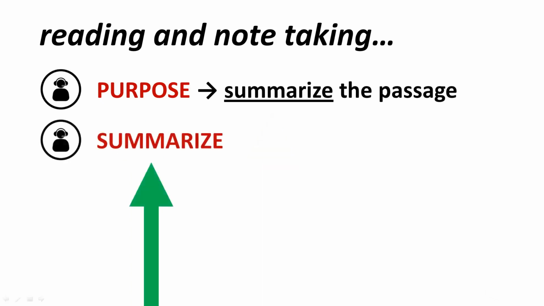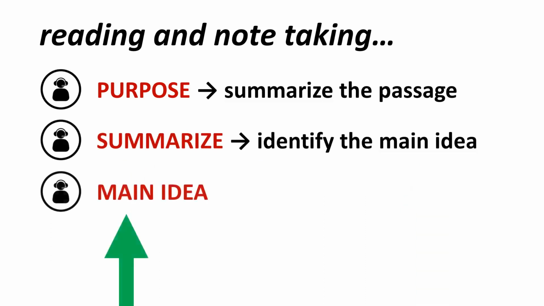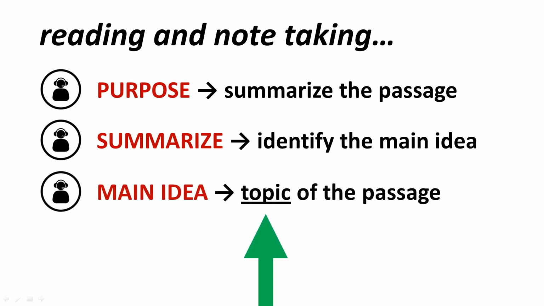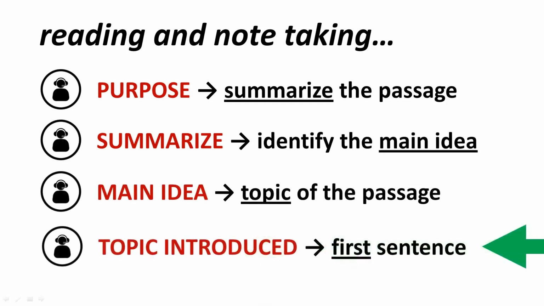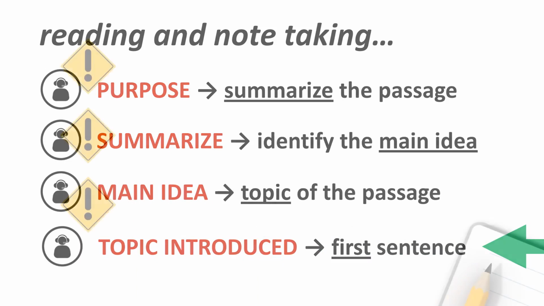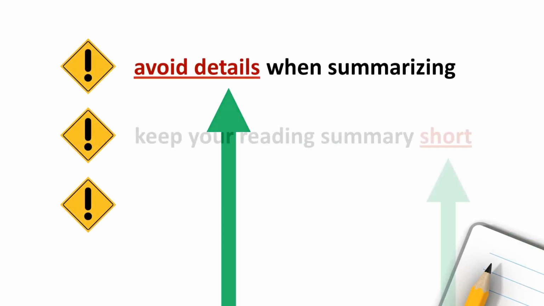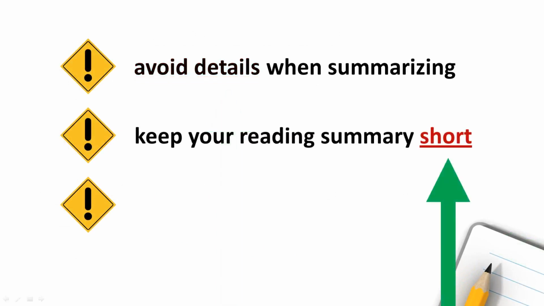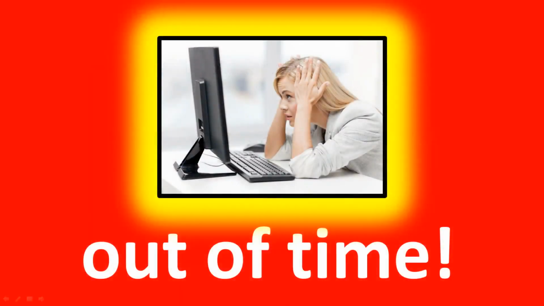When you summarize, you are identifying the main idea. The main idea is the topic of the passage. The topic will be introduced and defined in the first sentence. Please remember, avoid details when summarizing. Keep your reading summary short. You should be able to summarize the passage in 5 sentences. If you try to summarize the entire passage, you will run out of time when speaking.